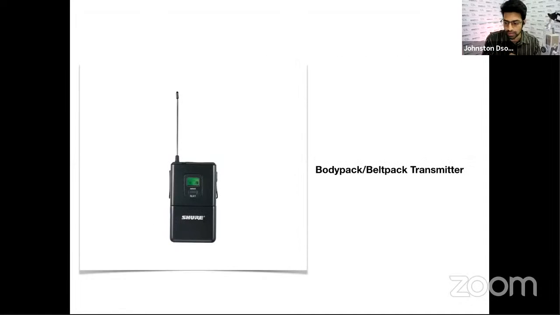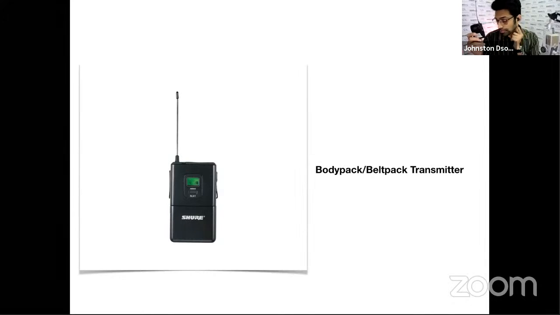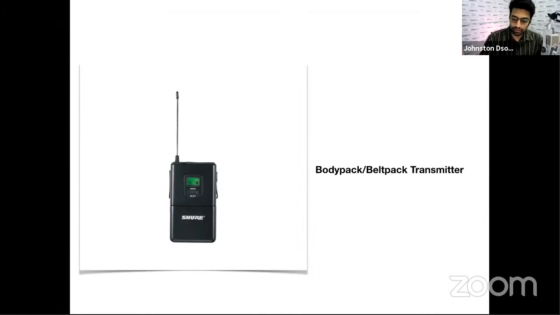This is the body pack transmitter, which I just showed you all. What you see on the screen is Shure. The one I'm holding in my hand is Sennheiser. This is from a camera kit. It is used mostly for broadcast and stuff like that, not in concerts, because the range is very short. So these are called body packs or belt packs.